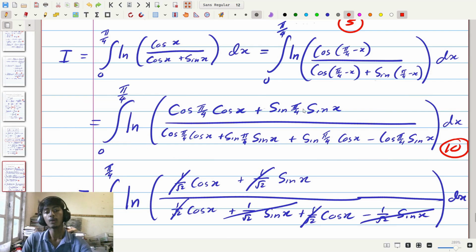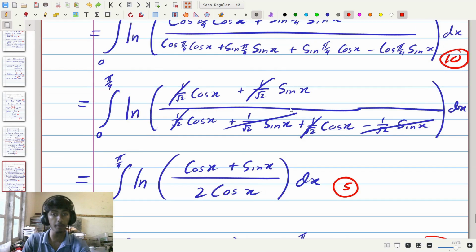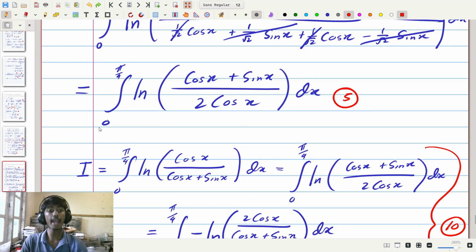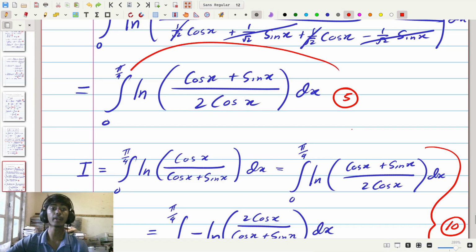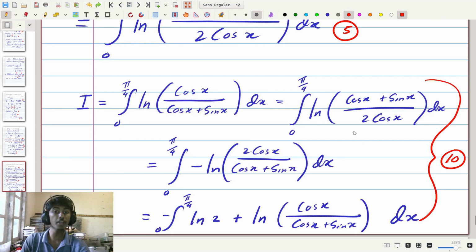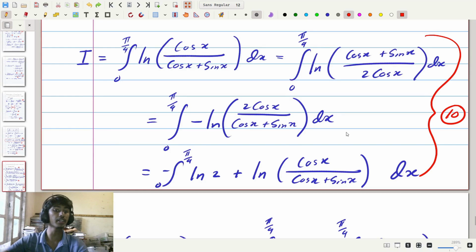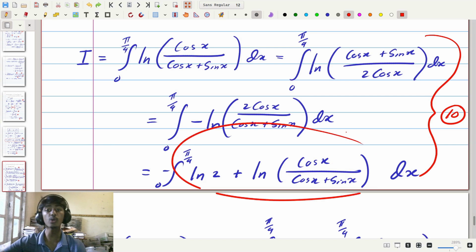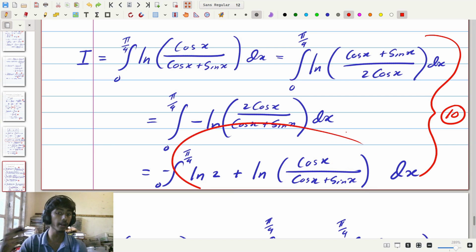Now after that, when you substitute the values of cosine of pi by 4 and sine of pi by 4 like so, cancel everything out, and eventually get to this point, the integral from 0 to pi by 4 of the natural logarithm of cosine of x plus sine of x divided by 2 times cosine of x with respect to x, for getting to this point, you get another 5 marks. Now after this, when you use the properties of the natural logarithm to convert this into two integrals, one where you have natural logarithm of 2 and the other one where you swap the top and the bottom to get the same form of cosine of x divided by cosine of x plus sine of x, to get this far, you get another total 10 marks for applying the two logarithm identities.